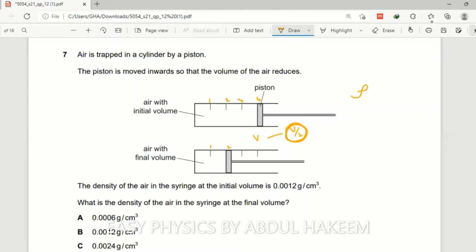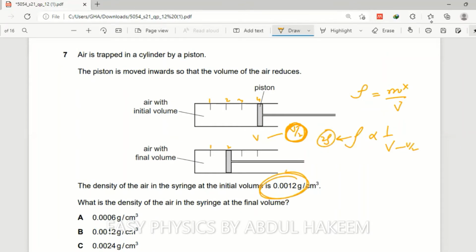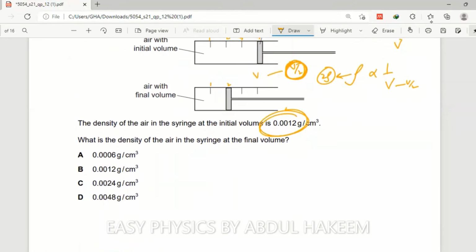Look, the density rho is equal to mass over volume. The mass is constant, mass remains the same. So the density is inversely proportional to volume. When the volume becomes half, then the density becomes double, and the double of this will be 0.024. So the option is C. When the volume becomes half, density becomes double because both are inversely proportional to each other.